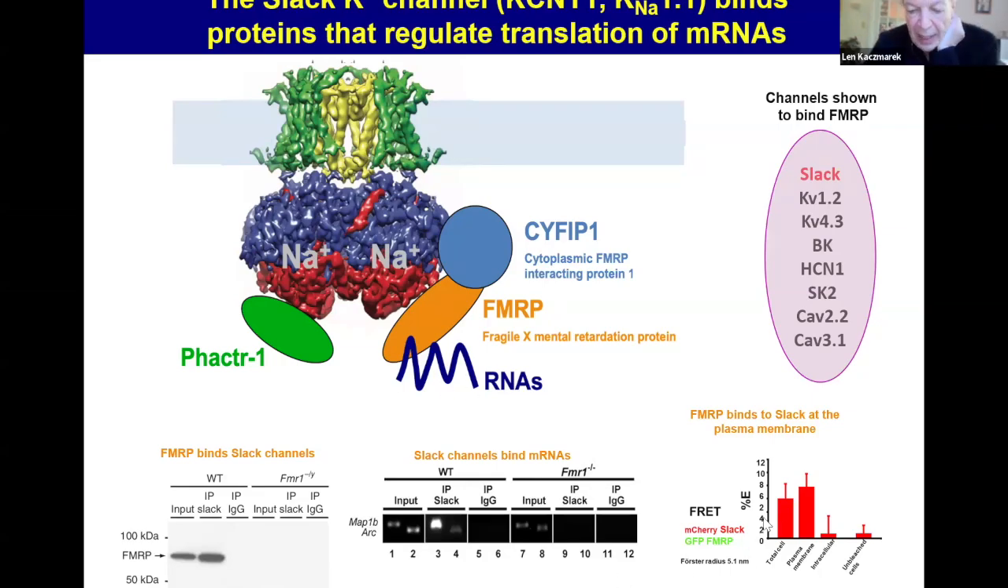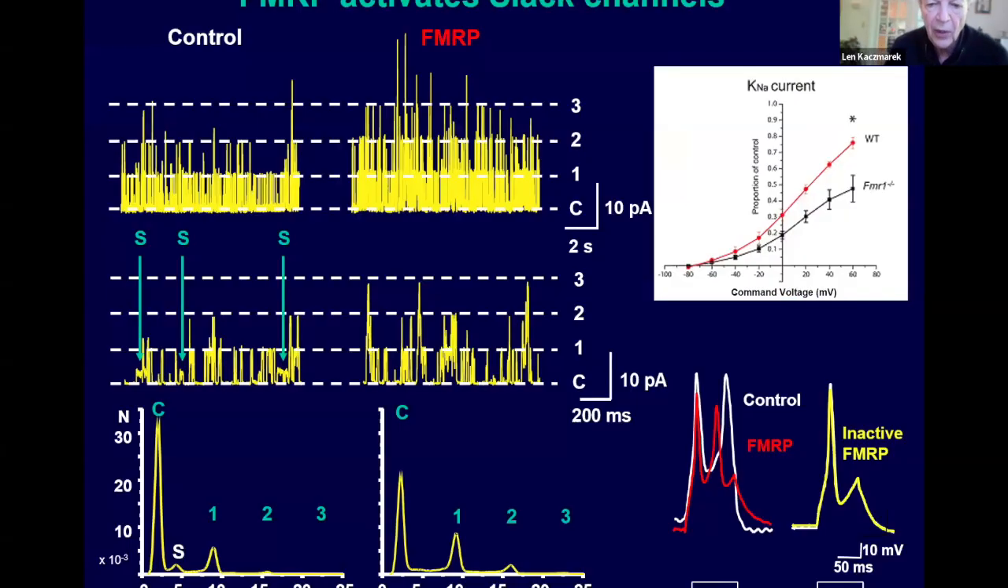And this is a technique called Förster resonance energy transfer, showing that they interact very closely. For years, this has been described as a non-canonical function of FMRP. In other words, that in addition to regulating translation, FMRP is regulating the channel. Well, we think it's not just a one-way conversation, but I'll show you now that FMRP does regulate the channel.